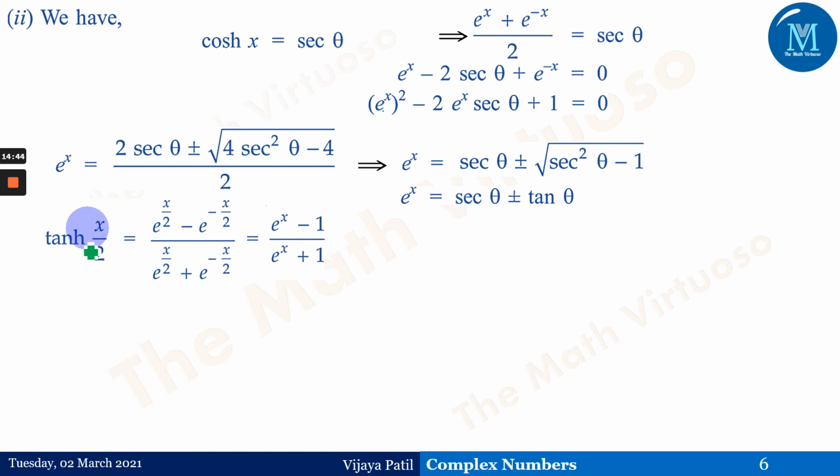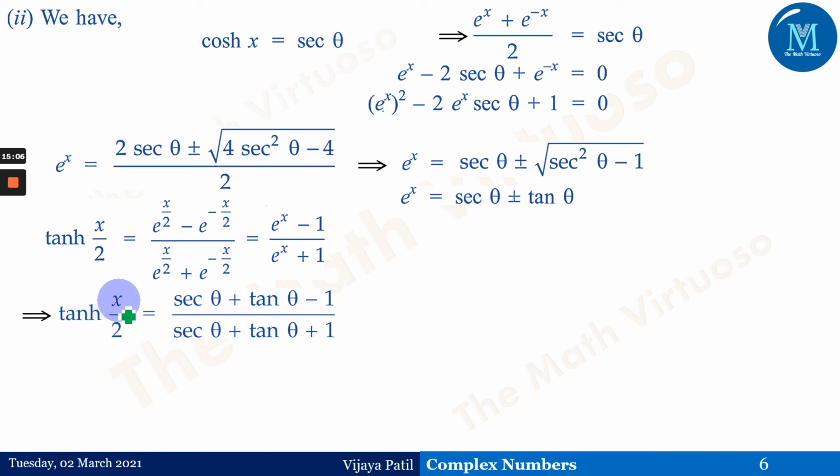So we are assuming that the LHS part, tan hyperbolic x by 2, can be written in this way, that is e to the power x by 2 minus e to the power minus x by 2 upon e to the power x by 2 plus e to the power minus x by 2. Then taking this e to the power minus x by 2 as 1 upon e to the power x by 2, and cross multiplying, you will get e to the power x minus 1 upon e to the power x plus 1.